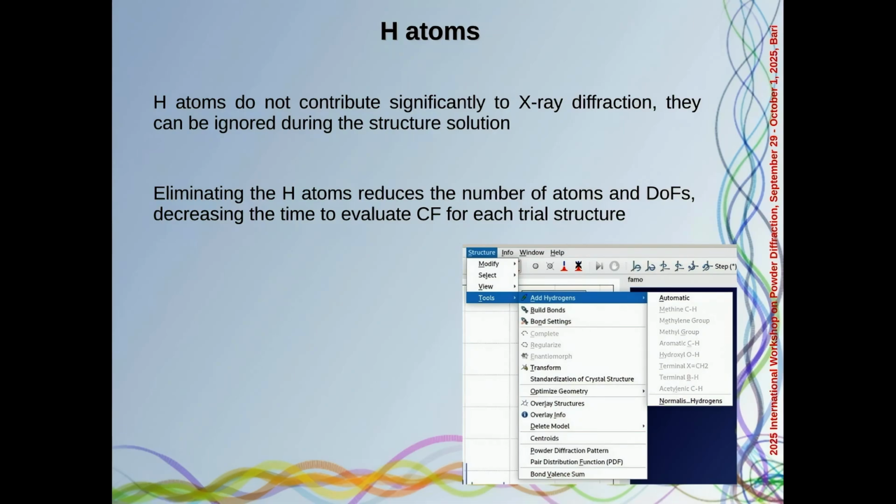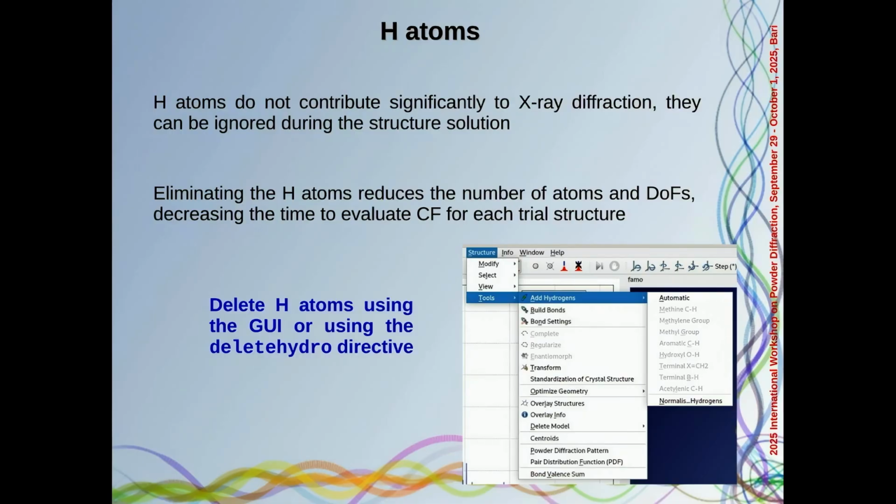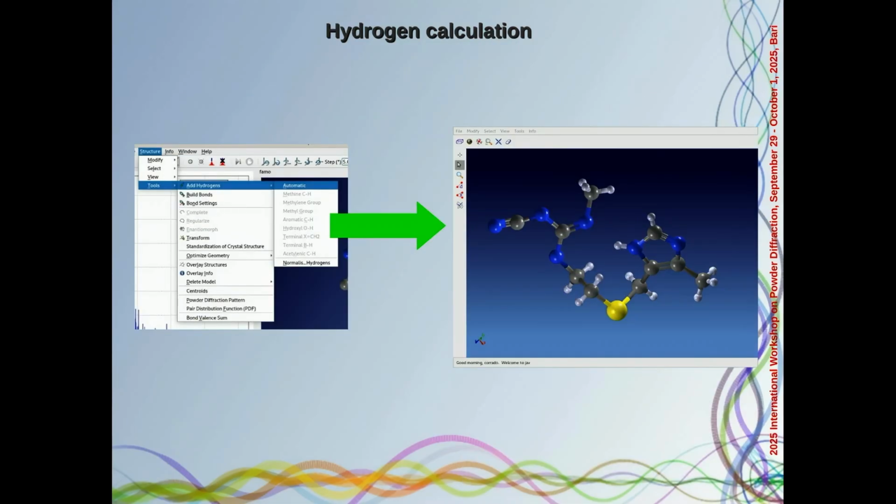And in the calculation of the structure factor, there is a loop over the number of atoms. So if you reduce the number of atoms, you can reduce linearly the time required for the calculation of the structure factor and the time used by the entire algorithm. In EXPO, there is a directive that you can use to remove the hydrogen atoms, and the name is delete hydro. And if you have removed the hydrogen atoms, you can add them back using another graphical tool.